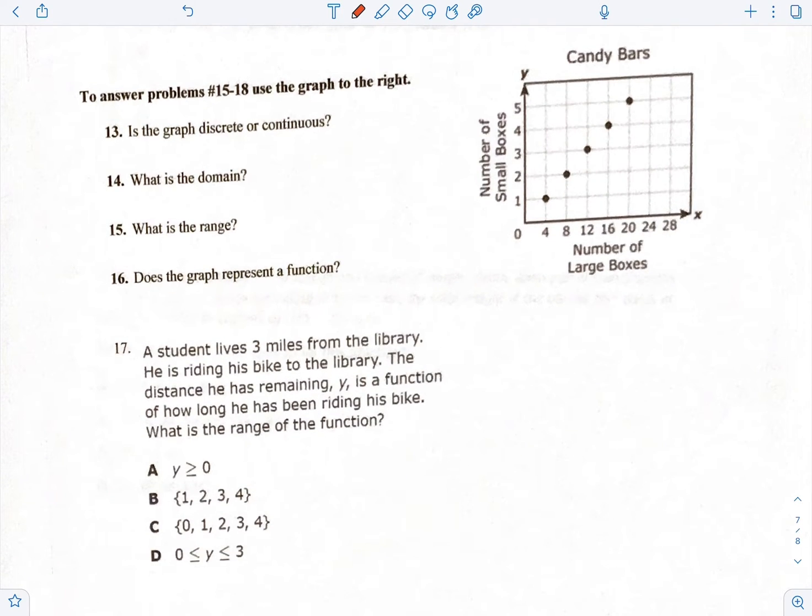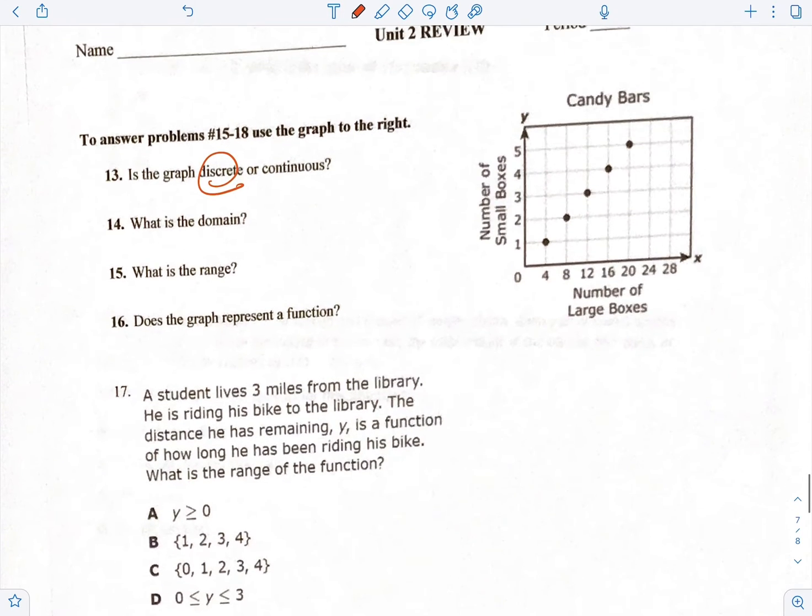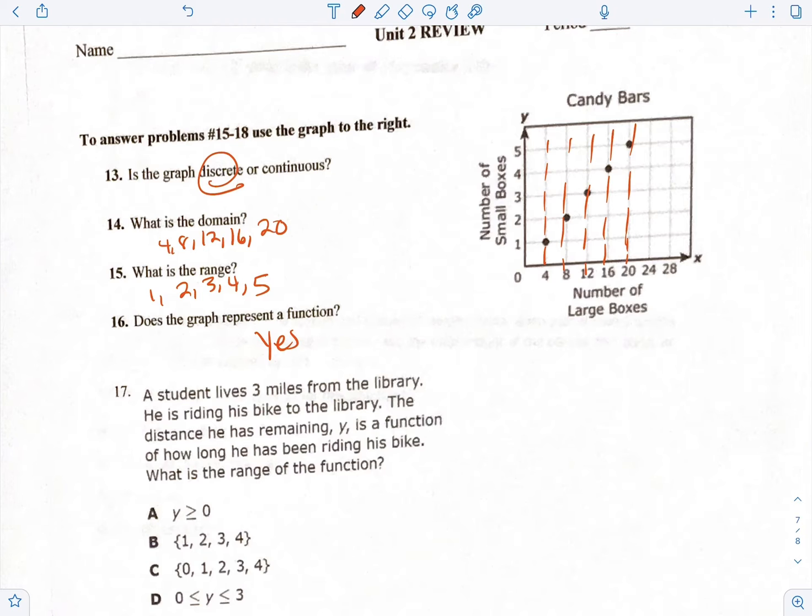It says to answer the problem, use the graph to the right. Is this graph discrete or continuous? Well, the points are not connected, so it's discrete. What's the domain? Remember, we list the domain when it's discrete. So the domain is 4, 8, 12, 16, 20. And the range is 1, 2, 3, 4, 5. Does the graph represent a function? Absolutely. Right? It passes the vertical line test. It does not cross any of the vertical lines more than once.